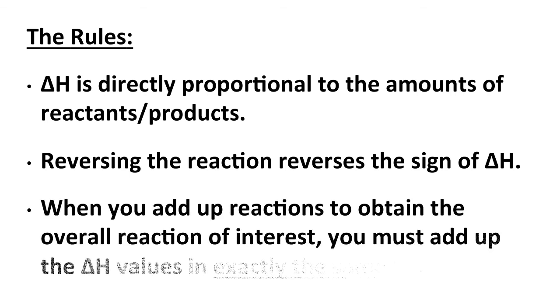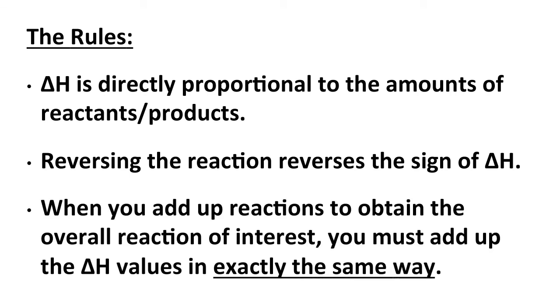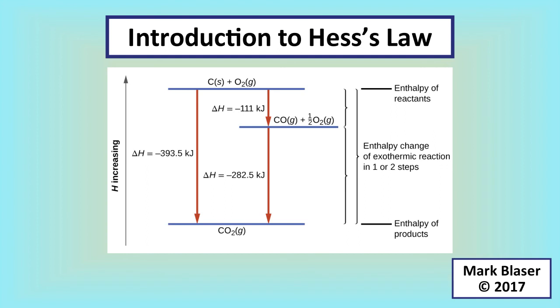And if we add up reactions to get some overall reaction we're interested in, we have to add up their delta H values in exactly the same way. And if we follow this process, then we can use this thing called Hess's Law to take some known reactions and add them up after the appropriate manipulations to get the delta H for the reaction of interest. The example we did had 2 reactions we manipulated. You might have 3 or 4 in a more complicated example, but the exact same process is followed. And that is it for an introduction to Hess's Law.